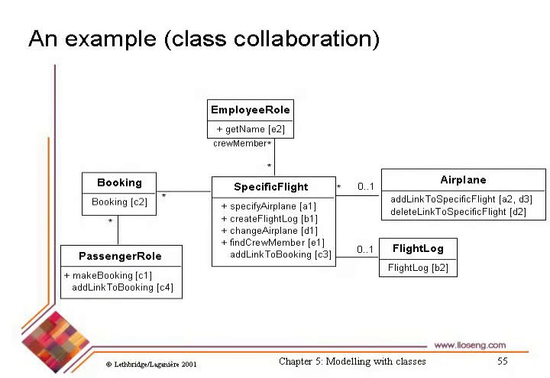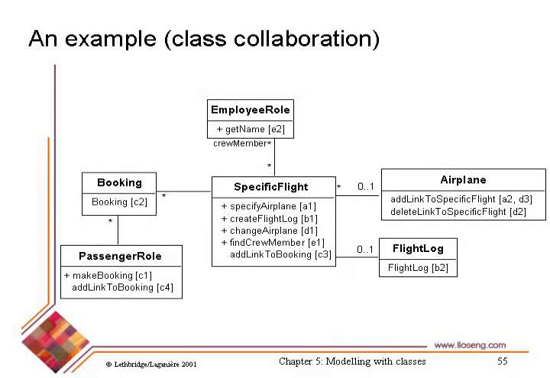Okay, that's B2. Somewhere we have C1. Down in passenger role we have C1. Make booking is a public operation for the responsibility of making a booking. That is going to make use of a couple of other things. It's going to make use of C2, the constructor of booking. And it is also going to make use of C3, add link to booking.